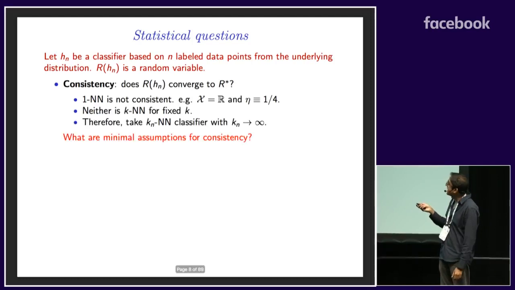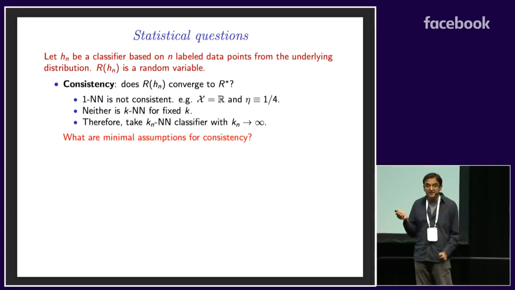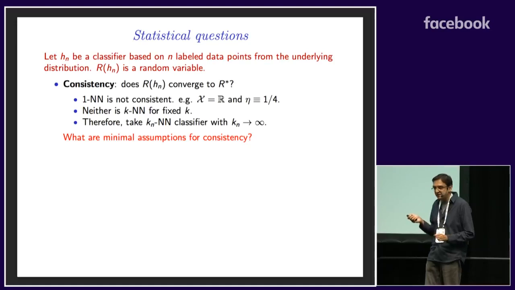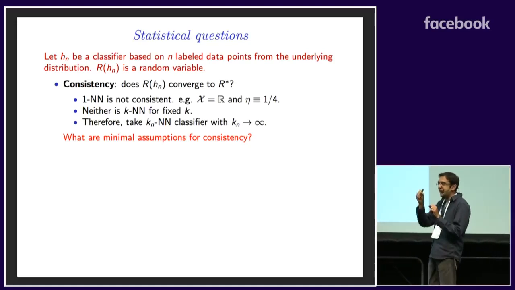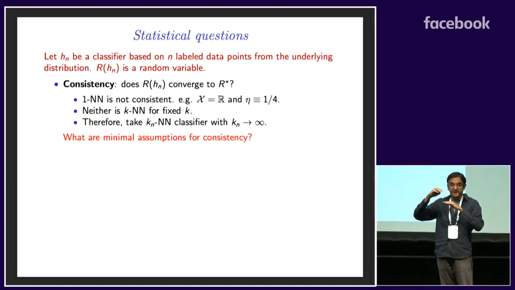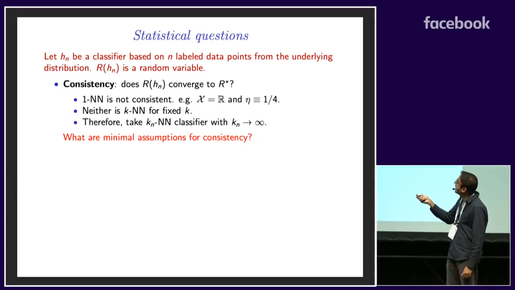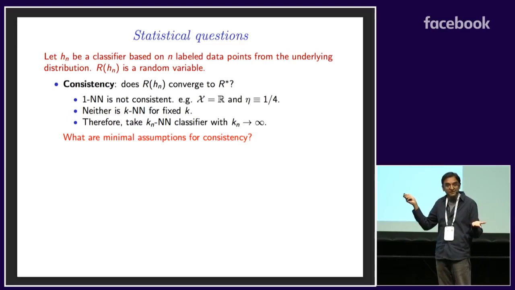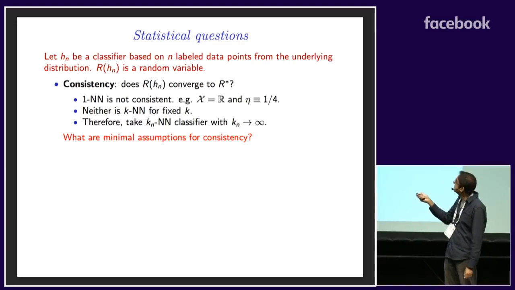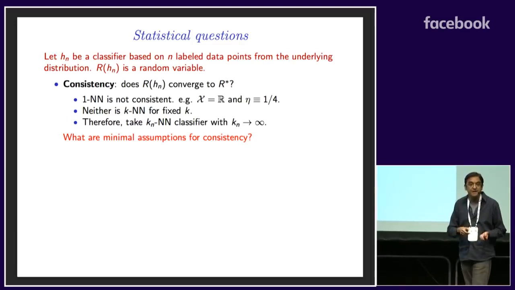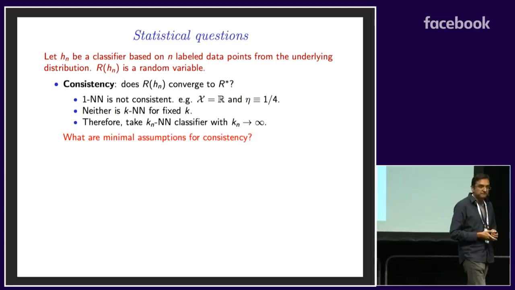And in fact, the same example shows you that k nearest neighbor is not consistent either. Okay? So in situations where this eta function is not deterministic, it's not always 0 or always 1, you have to look beyond one nearest neighbor or k nearest neighbor. Okay? And then you move to this general k sub n nearest neighbor where you let k grow with n.